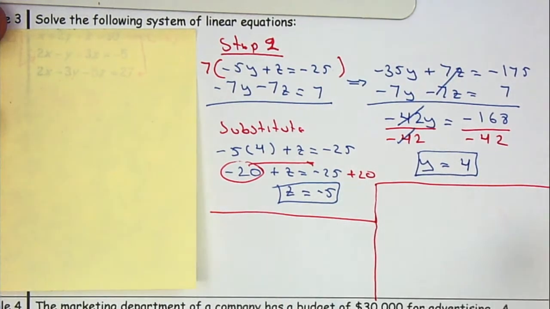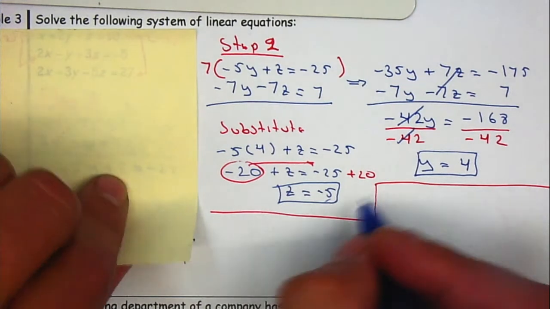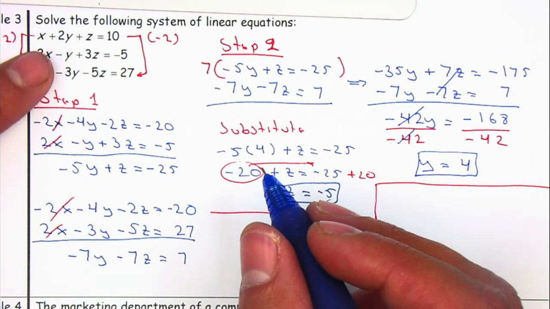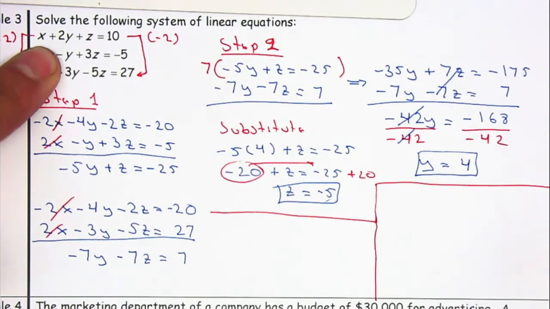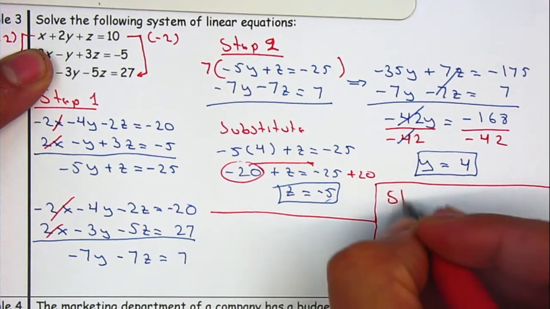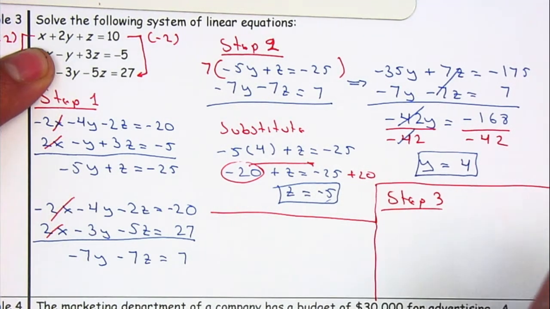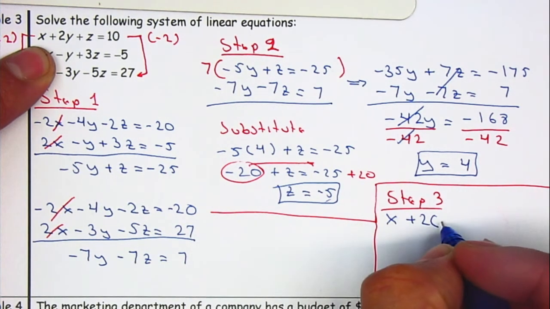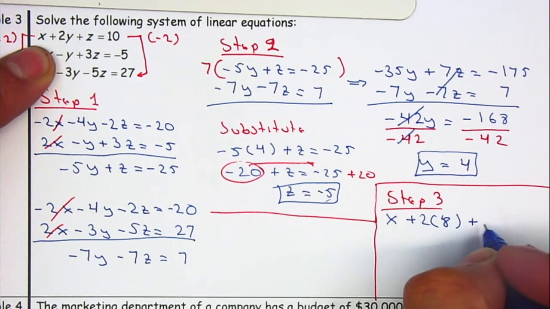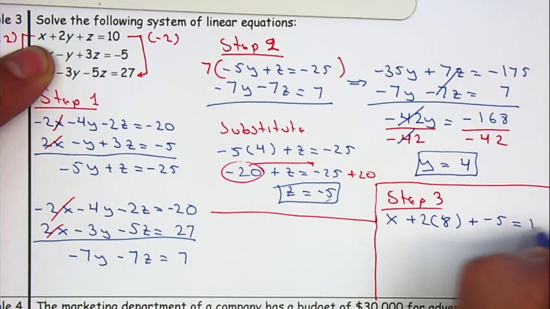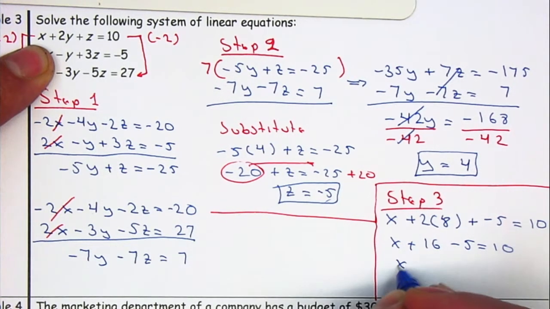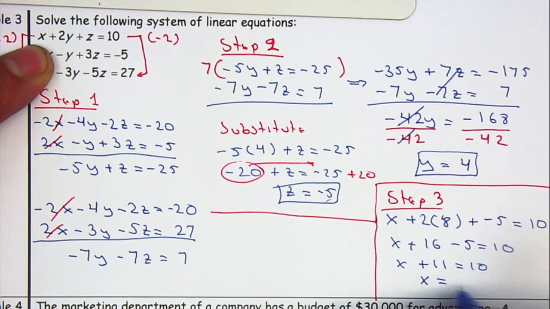Step number 3, I'm going to plug those two, the z and the y, into any of those three equations. I'm going to select the first equation just because it has smaller numbers. Any of those three equations will give you the same result. So we have x plus 2 times y, so 8, plus negative 5 is equal to 10. So x plus 16 minus 5 is equal to 10. x plus 11 is equal to 10. Minus 11 on both sides, x is equal to negative 1.